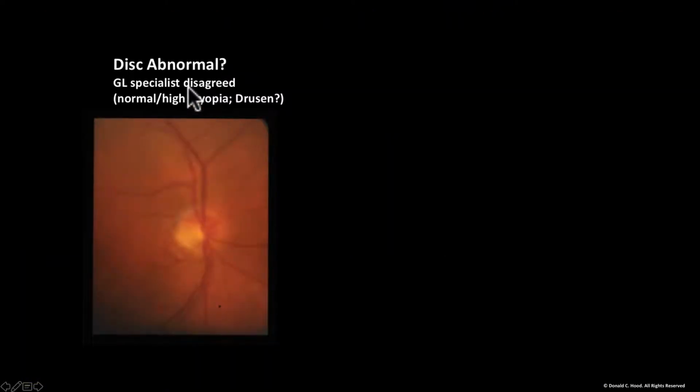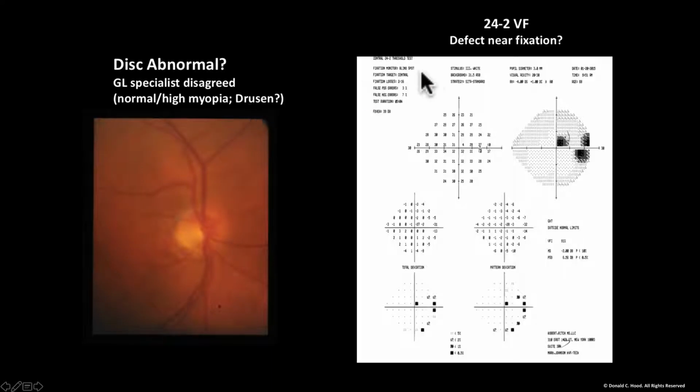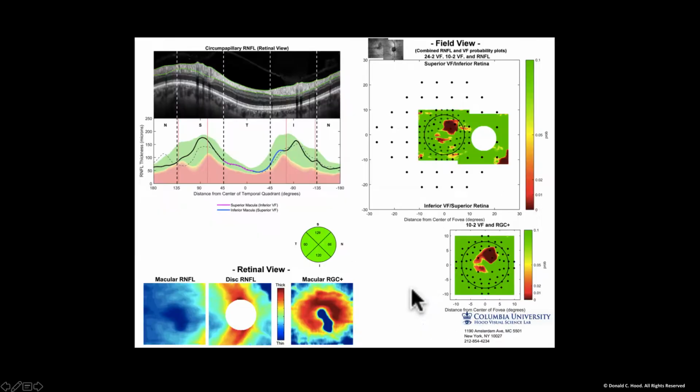Well, here's the disc for that patient. The glaucoma specialists in the city disagreed. Some said normal. Some said high myopia was the problem. Some said optic nerve drusen. So here's the defect. You can see it. There is something going on near fixation here. It's -27. So that looks like that's real.